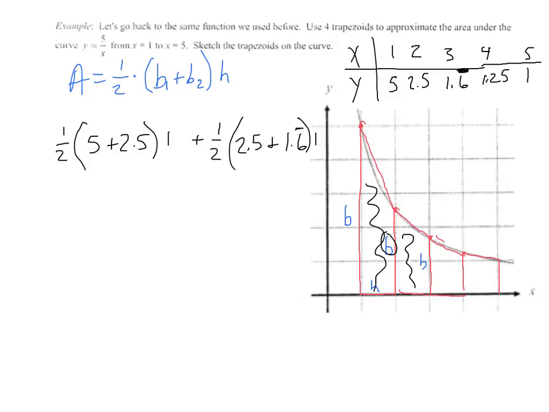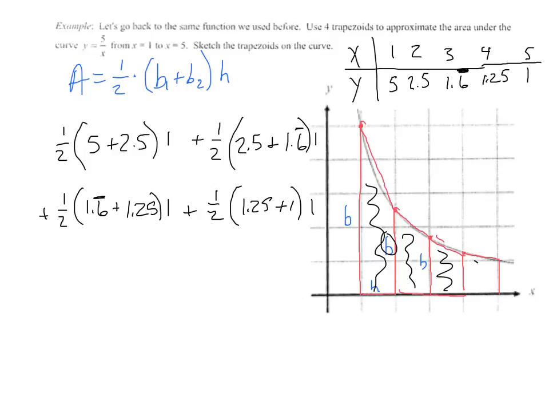For my third trapezoid, it's going to be 1/2. The bases in this case are 1.6 repeating and 1.25. And my height for that one was 1. And then my last one again is 1/2. Now it's going to be 1.25 plus a 1 for my bases and an overall height of 1. So those last two got me these two parts. So you see there's going to be a little pattern here. It's a little bit more work to write out, but there is a pattern.